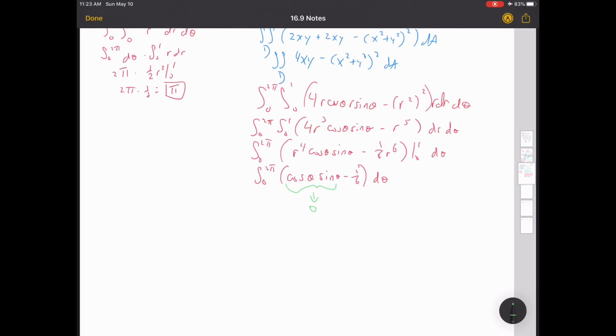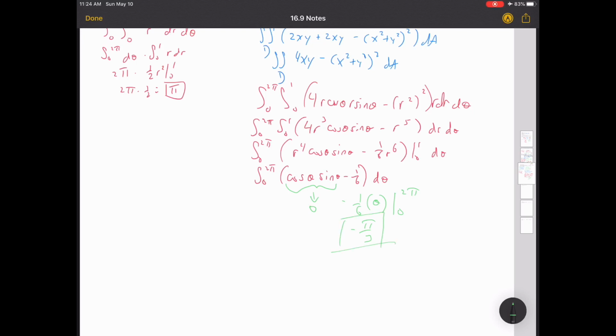You can work that out if you need to see it, but that part is going to go to 0. I still have to take the antiderivative, however, of the negative 1/6, and that's just going to be negative 1/6 of theta, and I have to evaluate that from 0 to 2 pi. So plugging in 2 pi, we're going to get negative 2 pi over 6, which is negative pi thirds, and plugging in 0, we get 0. So I get negative pi thirds.